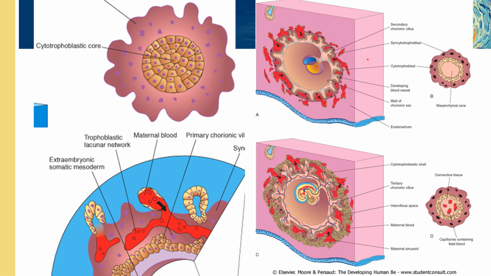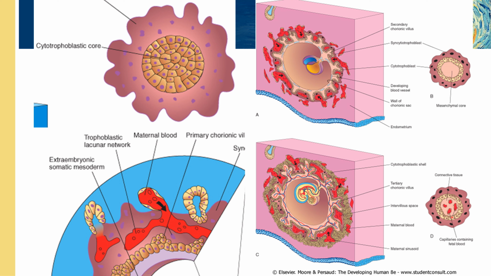With further development, the extraembryonic mesoderm forms the core of the primary villi, and then it becomes the secondary villi. So in secondary villus there is a core of the mesenchyme, which is derived from the extraembryonic mesoderm and covered by the cytotrophoblast and syncytiotrophoblast. And when this extraembryonic mesoderm differentiates into blood vessels, it forms the tertiary villus.